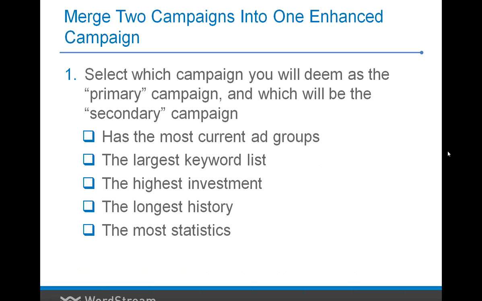First, you'll want to select which campaign you'll deem as the primary campaign and which will be the secondary campaign. If you're unsure which campaign should be the primary, think about which campaign meets the following criteria: the campaign with the most current ad groups, the largest keyword list, the highest investment, the longest history, and the most statistics.